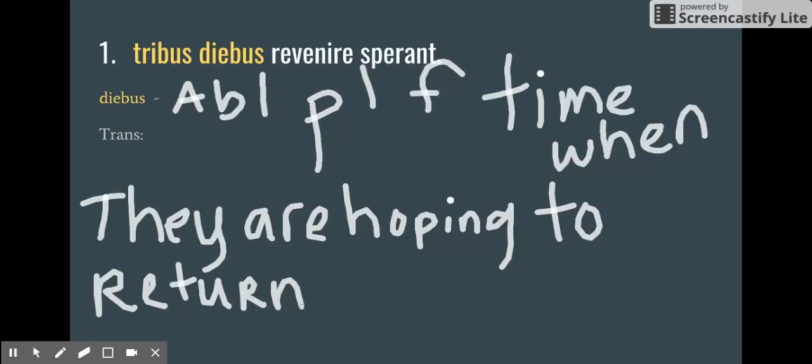And then we've got our ablative of time, tribus diebus. So again, we have a couple of options, and it's really just a matter of figuring out what fits best in the sentence. So here, we're probably not going to use, for example, at, because they are hoping to return at 3 days. Just doesn't make any sense in English. So we're going to probably use either within or just in. They are hoping to return in 3 days.